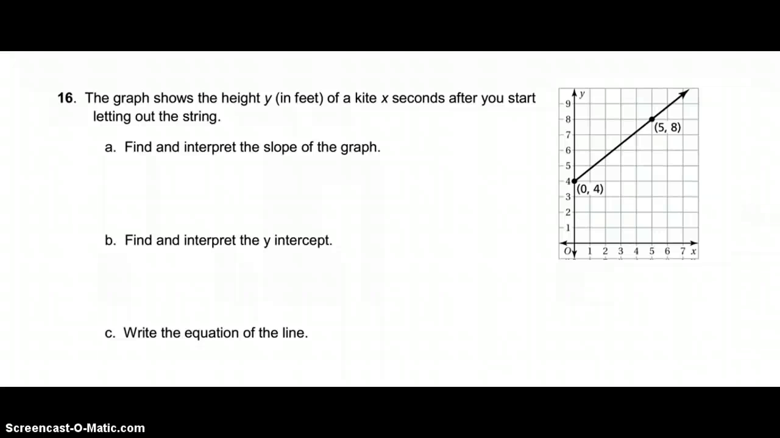Number 16. The graph shows the height in feet, y, so I know to come over here right now and put feet, of a kite, x seconds. So this must be my seconds, because x is my seconds, after you start letting out the string. So find and interpret the slope of the graph.